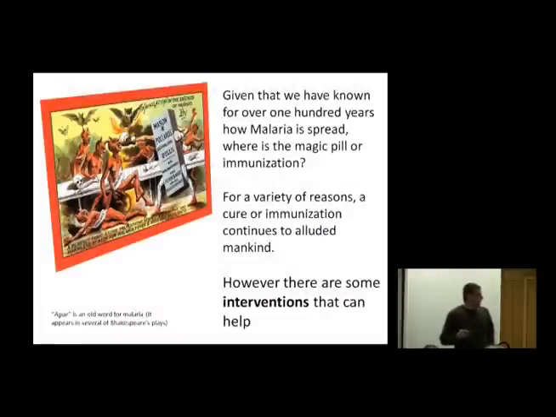So we've known for 110 years how malaria is spread. And the question is, where's the magic pill? Right? So here's an old snake oil type thing, where the magic pill is supposed to cure malaria. Of course, it didn't work. Where is the magic pill to cure malaria? For polio, if I had given this talk 100 years ago, we'd be in some situation. Polio is essentially cured for all intents and purposes now.